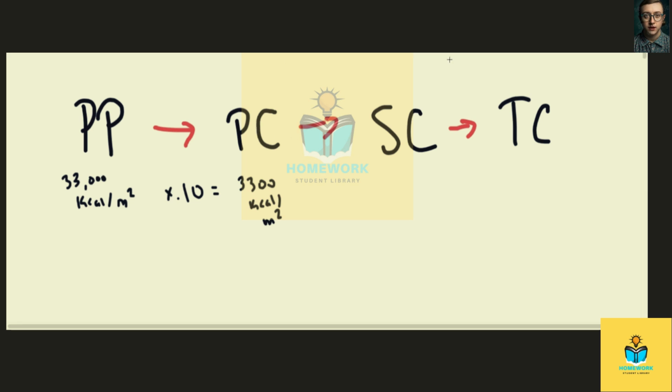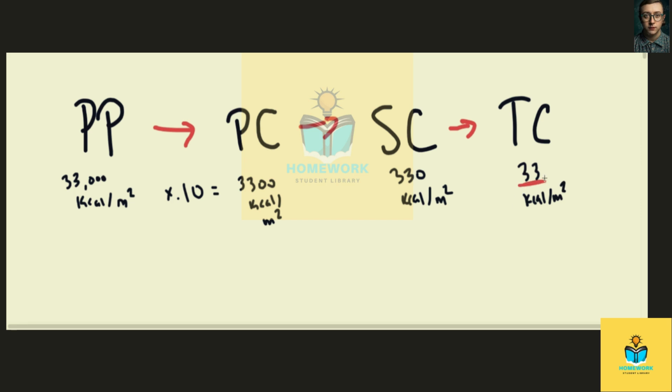And we are asked to figure out how much energy is available at the tertiary consumer level. And all you have to do is start out with this initial figure, multiply it by 10%, and you get the value of the energy available for the primary consumers. It's 3,300 kilocalories per meter squared. And then all you have to do is repeat that process for the next levels. Secondary consumers would have, you guessed it, 330 kilocalories per square meter. And finally, the tertiary consumers would have 33 kilocalories per square meter based off of this model.